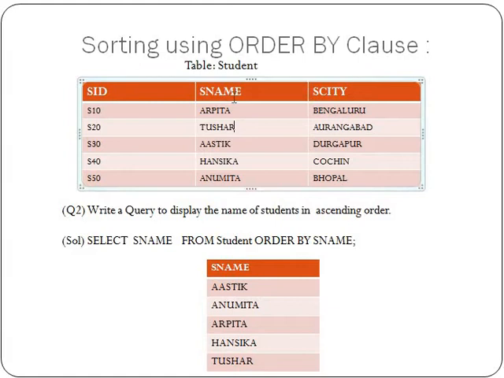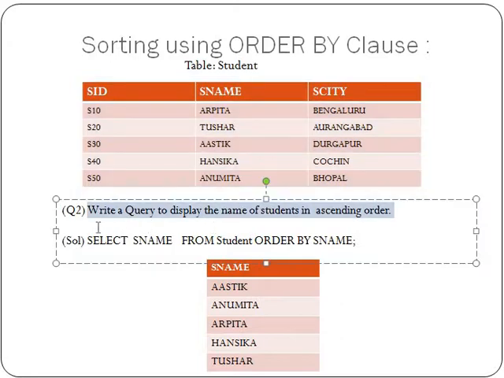Now look at this table. The name of this table is student. This particular table student has three columns, namely SID, SNAME and SCT, and these are the 5 records that are stored inside this table student.